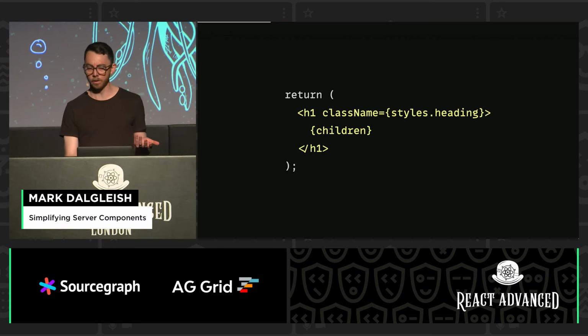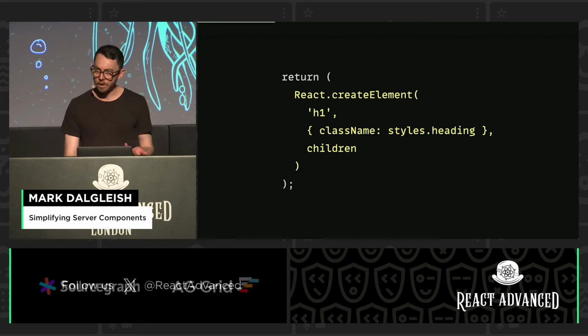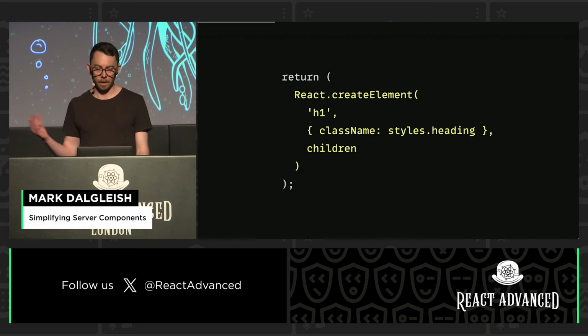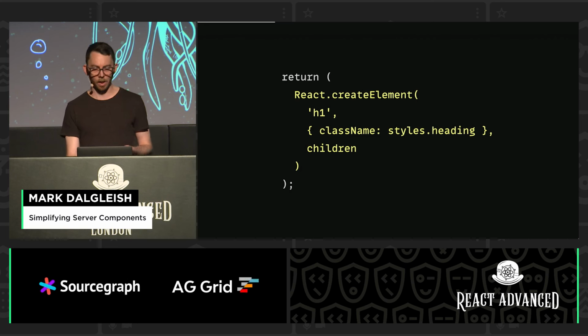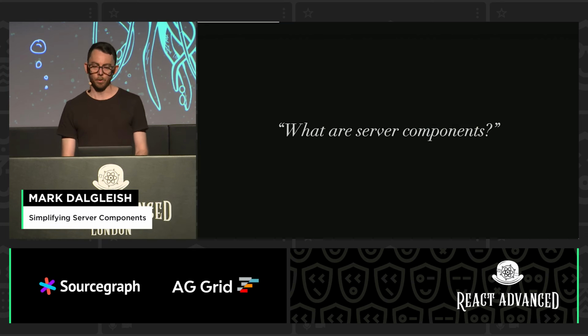It almost made no sense to us. But when it was explained to us that it's really just syntax sugar for writing code like this, where you're just calling a function, passing in some arguments to describe what element you want, the element type, the props, the children, it was quite straightforward. So now that brings us to the latest question in React, which is, what are server components?